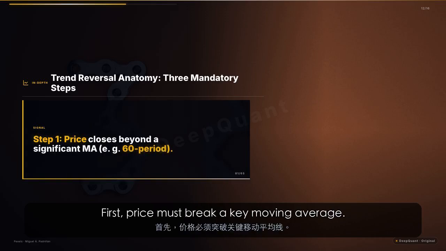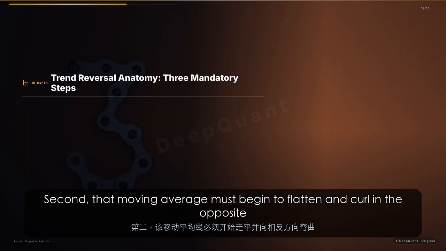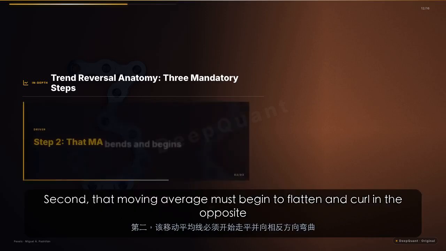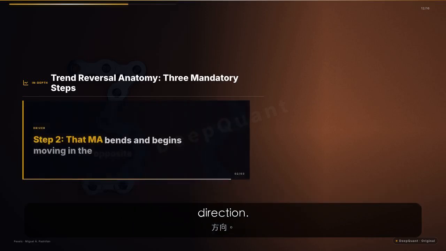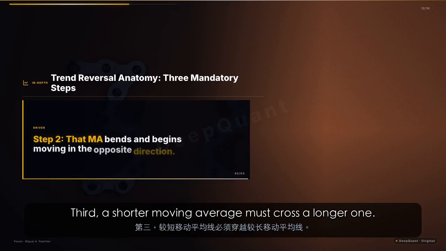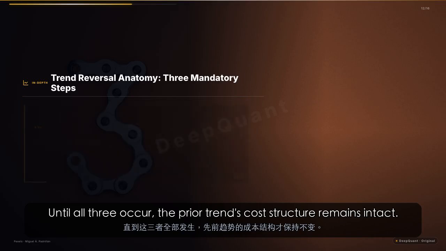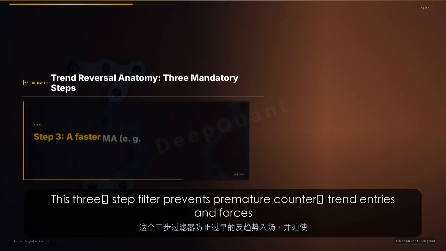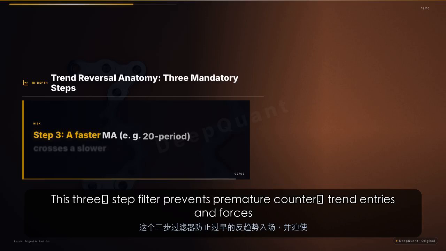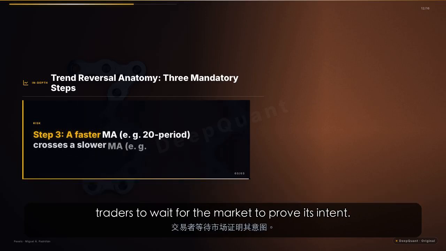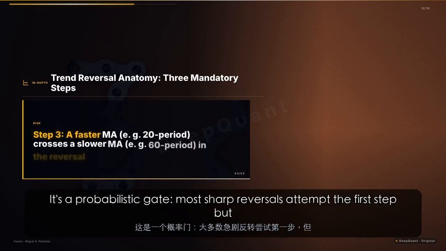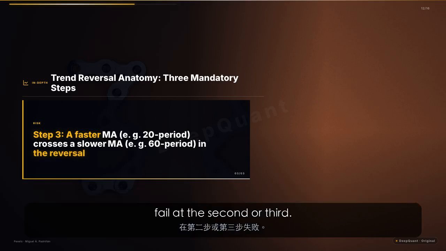First, price must break a key moving average. Second, that moving average must begin to flatten and curl in the opposite direction. Third, a shorter moving average must cross a longer one. Until all 3 occur, the prior trend's cost structure remains intact. This 3-step filter prevents premature counter-trend entries and forces traders to wait for the market to prove its intent. It's a probabilistic gate. Most sharp reversals attempt the first step but fail at the second or third.